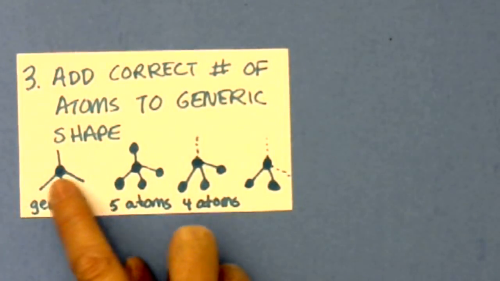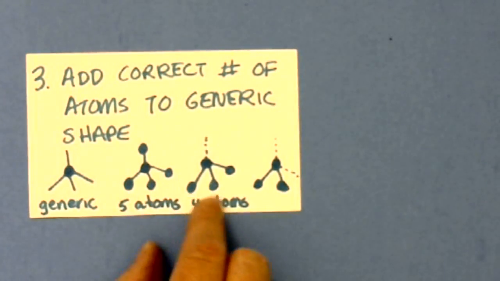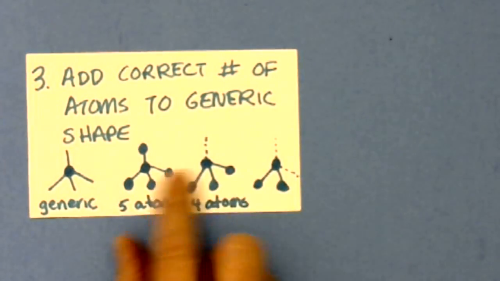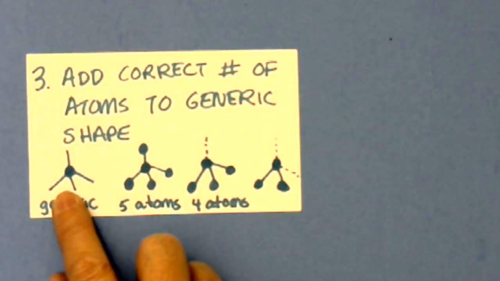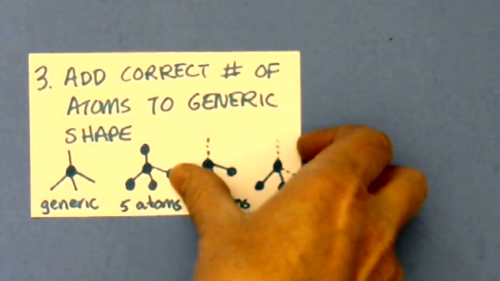So I start with this and I add the number of atoms. Do I have something at each end? Do I just have 4? Do I just have 3? What do I got? So here, from this generic shape, I get tetrahedron, I get pyramid, and I get bent. And you can do the same thing with the other shapes.